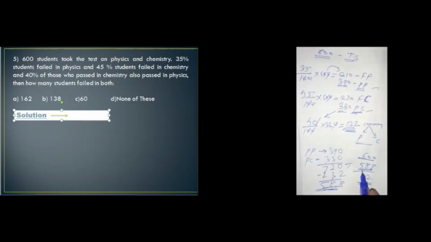588 students are such that either they have passed in physics or they have passed in chemistry, but 12 students are such that they have neither passed in physics nor passed in chemistry. So the required answer is 12, and the option is not available. So option D is the correct option, that is none of these. Option D is the correct one.